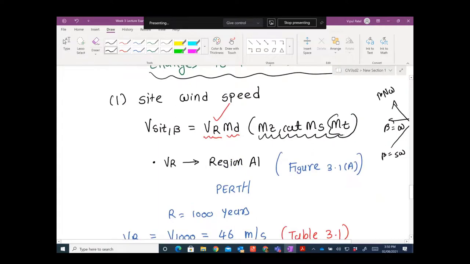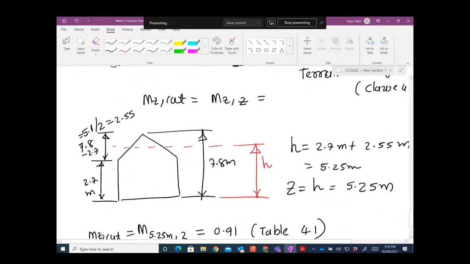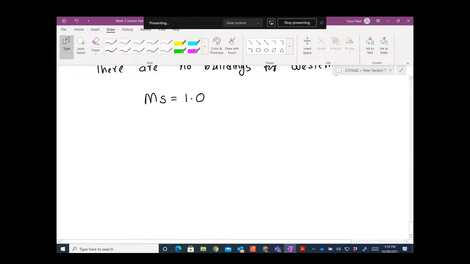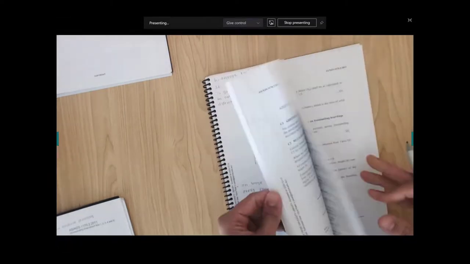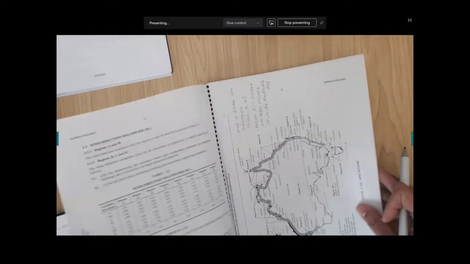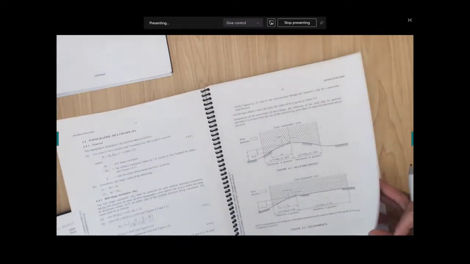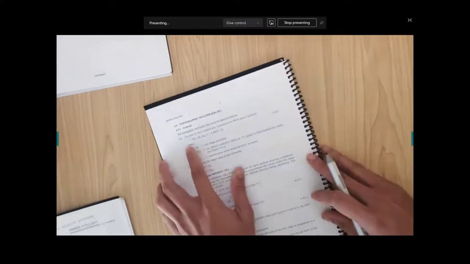Okay, the last one is MT. What is MT? And I have 10 minutes to explain MT. Okay, that's fine. I hope you are getting the message of what we are trying to achieve through these standards. It's very simple. MT, topographic multiplier, as given in section number 4. Its name is topographic multiplier. Topographic multiplier is in section 4.4.